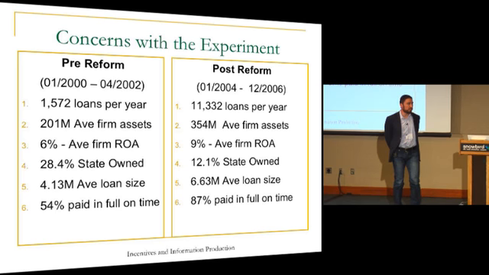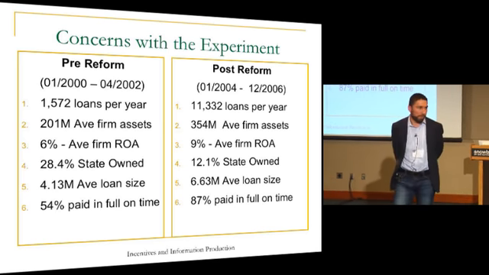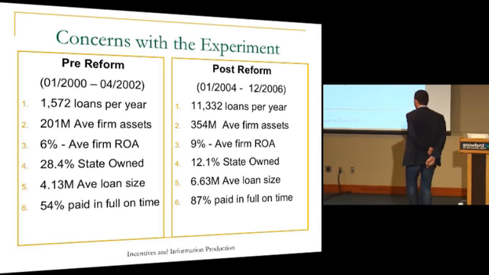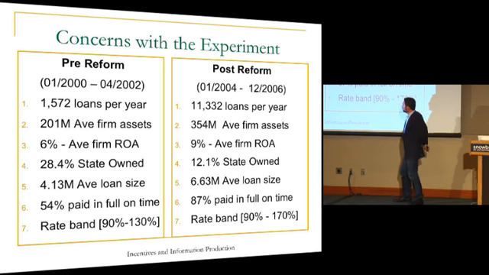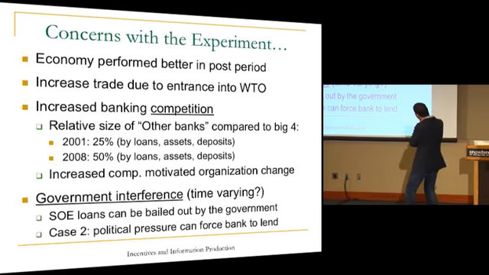Okay, so it really looks like the standards of lending have changed in a noticeable way, and maybe if we're being more serious about lending in the post period, it makes sense that ratings are more informative. Okay, and also this rating band has changed. Let me not skip over that in the interest of time. Okay, so let me add some more things.